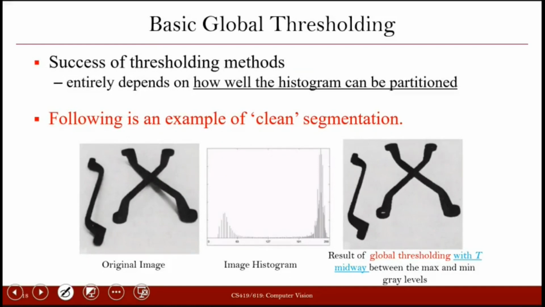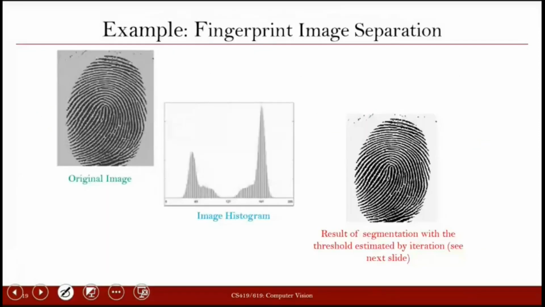Now, the success of a thresholding based method all depends on how well the histogram can be partitioned. If the histogram of the corresponding image can be partitioned efficiently into two or multiple peaks, then the segmentation will be very successful. If the partitioning is not proper, then the results will not be that good. For example, in this particular case, the partitioning can be very easily done, so we get good segmentation.